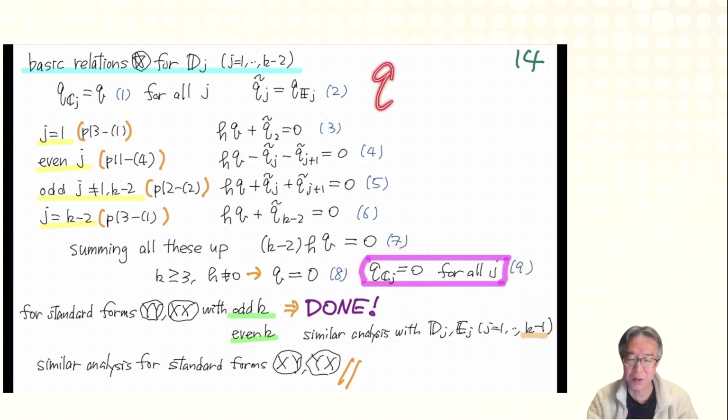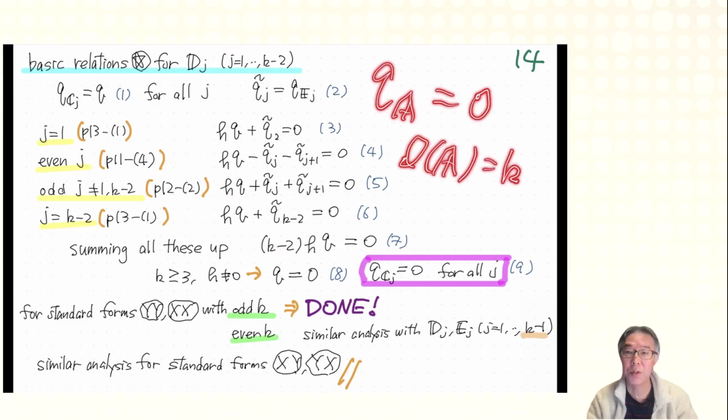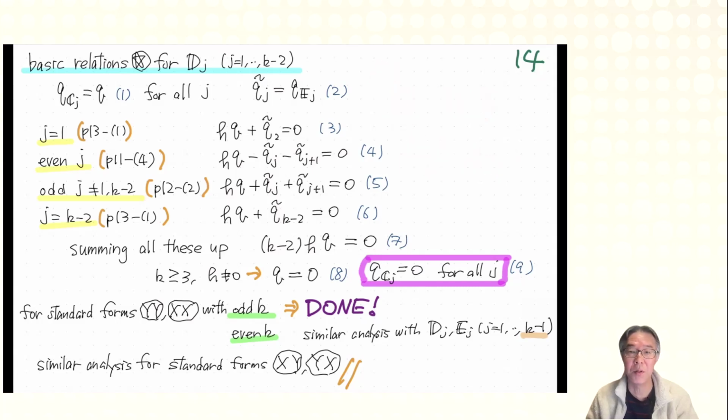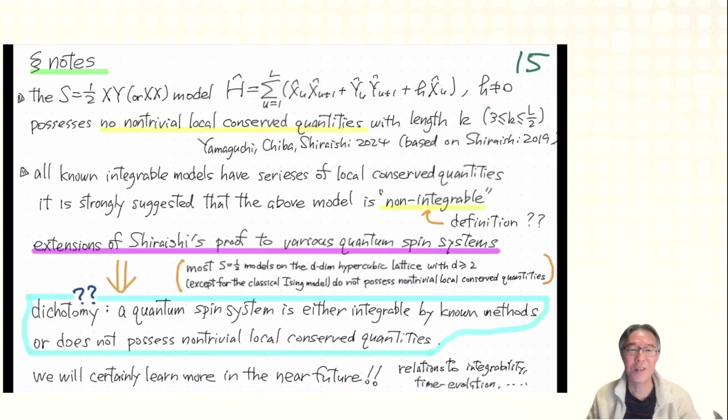And then this finally shows that qa equals 0 for all k with length k. And this completes the proof of the absence of non-trivial local conserved quantities. Whew. So I'm tired and hungry.